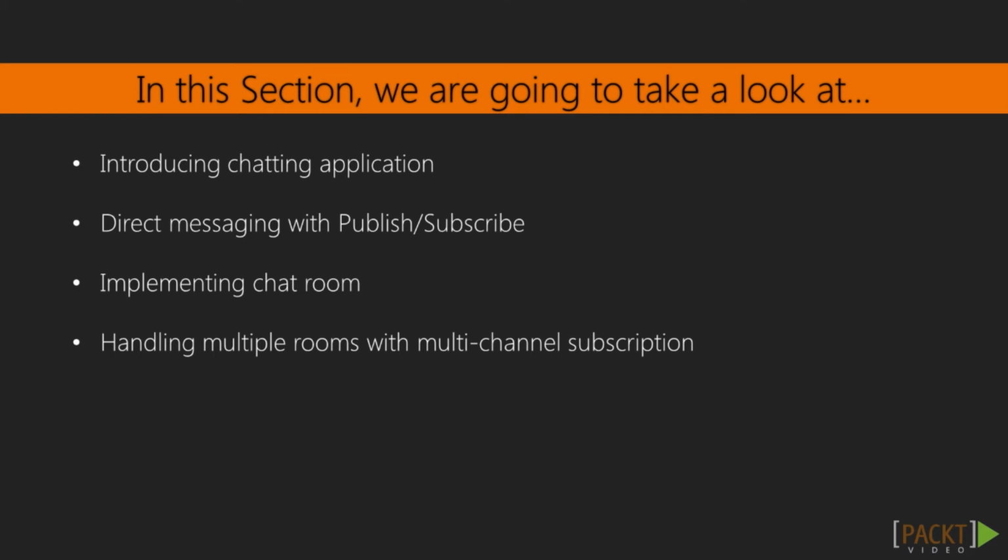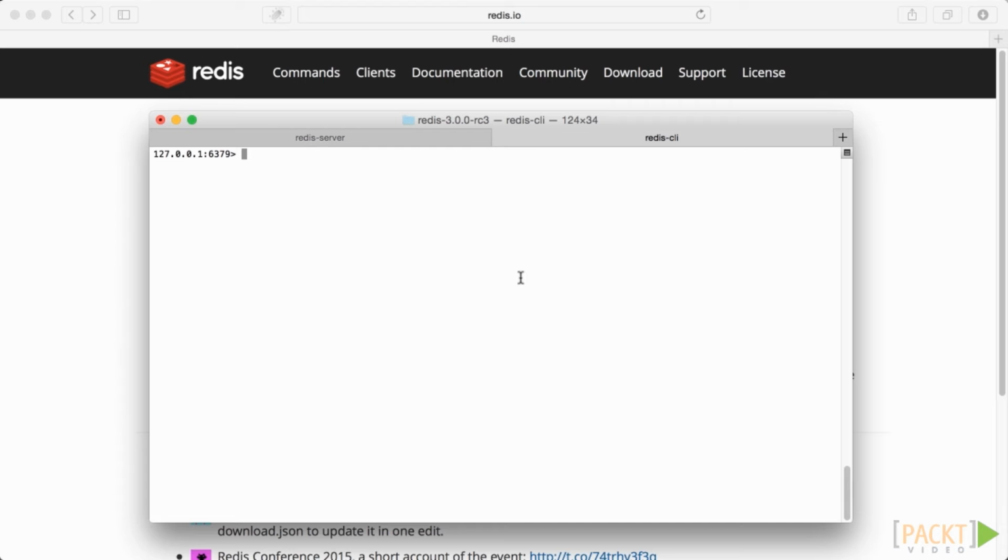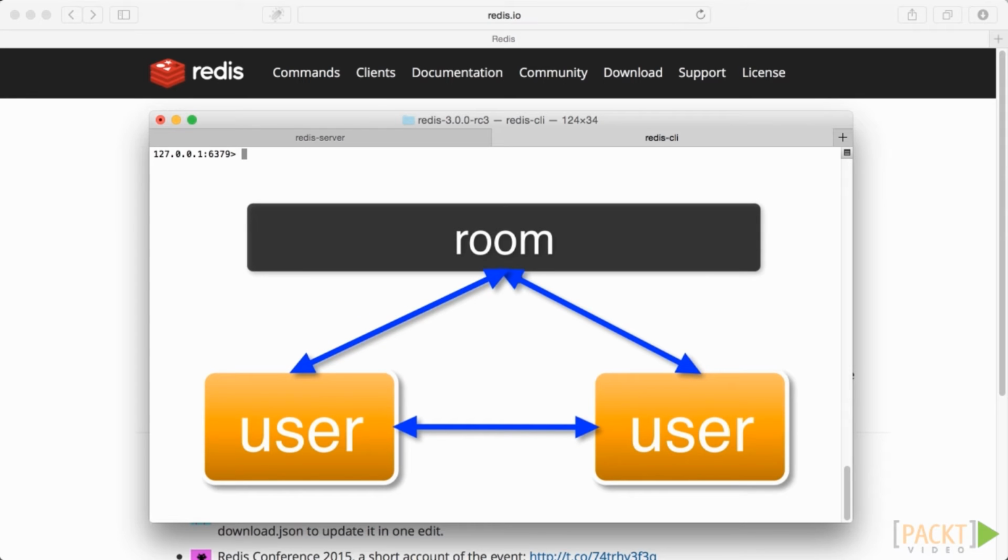In this section, we will be experimenting with database design for a chatting application, its architecture and data storage. In this video, we won't discuss any application code in order to place more stress on Redis itself. Well, eventually, this is a video course on Redis, not on Python. Let's start this video by depicting what we expect from the application. Firstly, it will be an anonymous chat with no authentication. Secondly, it will allow direct messaging between users.